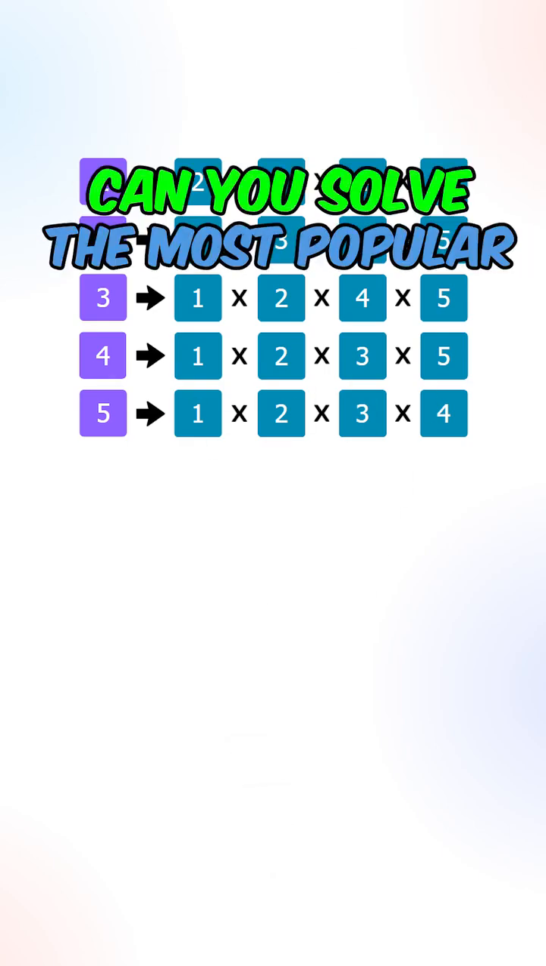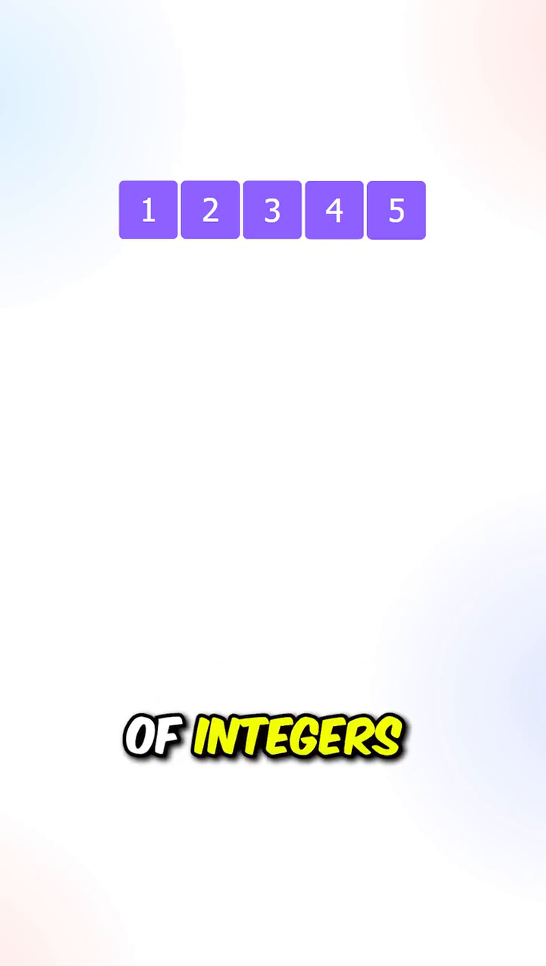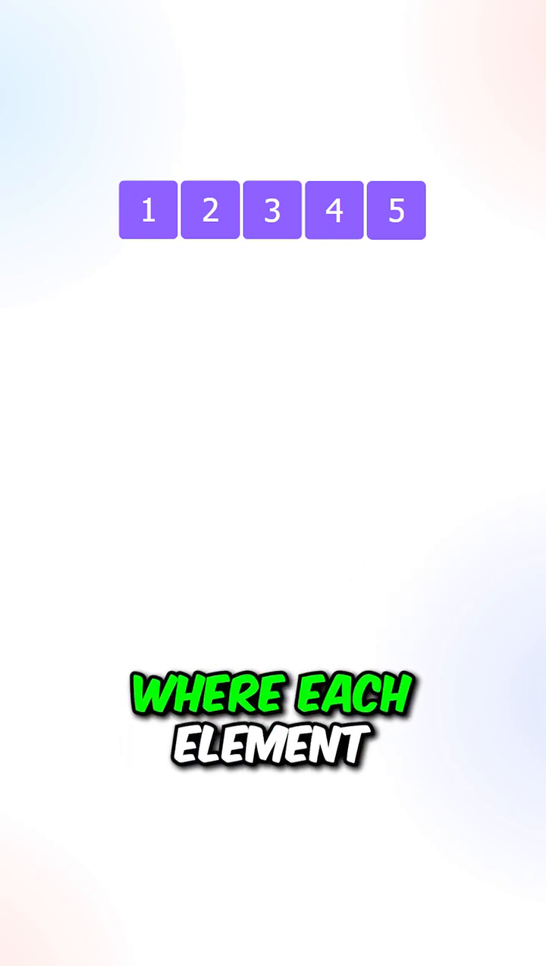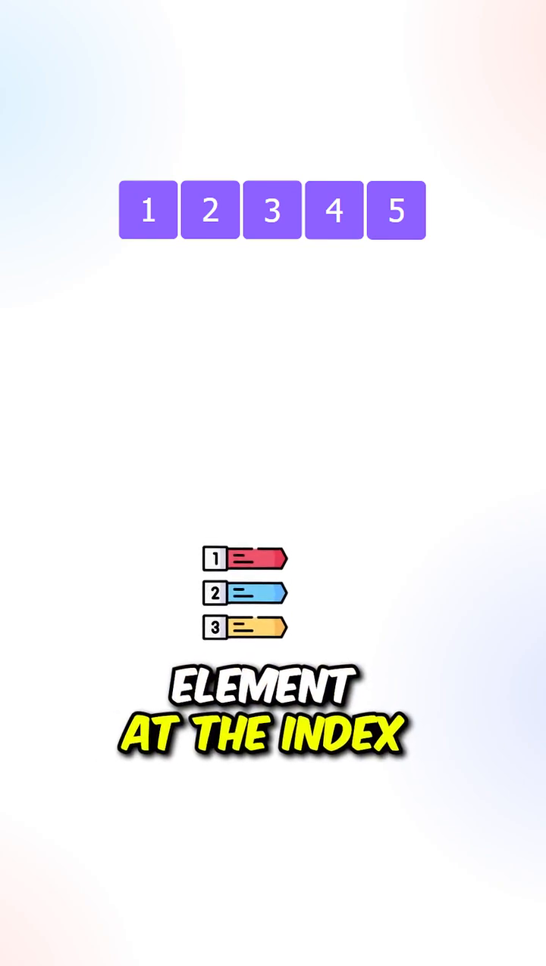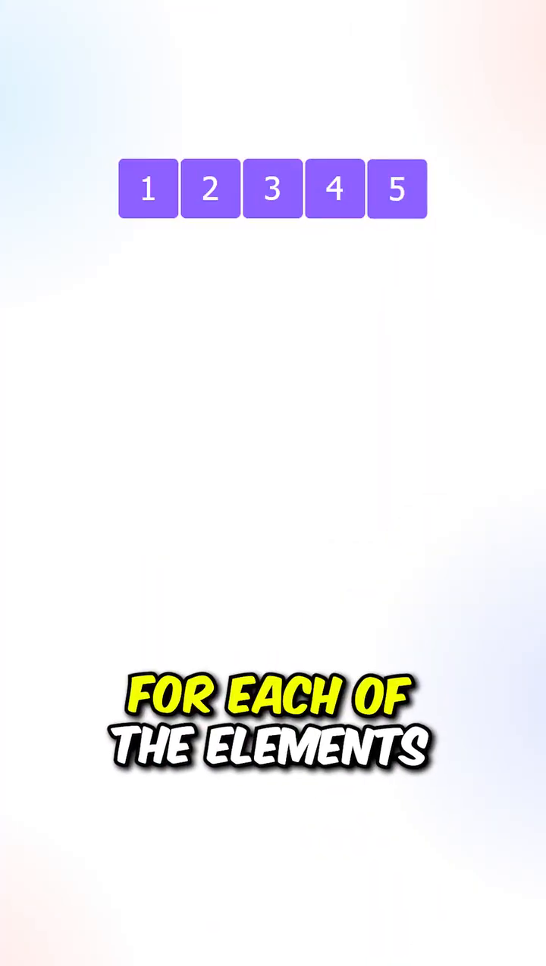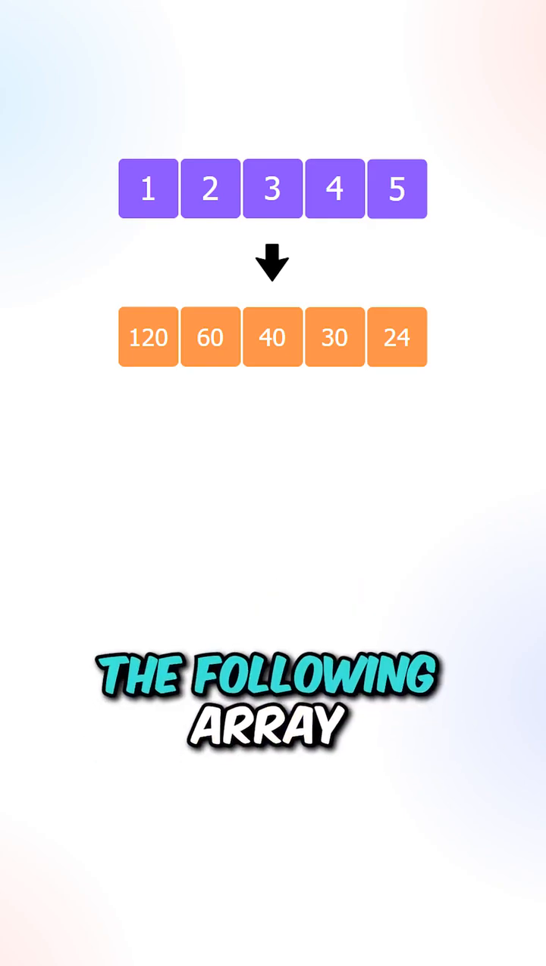Can you solve the most popular math coding interview question in top tech companies? Given an array of integers, return an array where each element is the product of all of the elements except for the element at that index. Let's say we're given this example. For each of the elements, we will find the product of all the other elements to generate the following array.